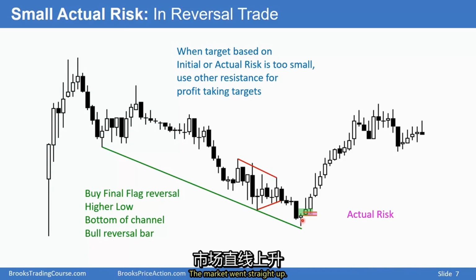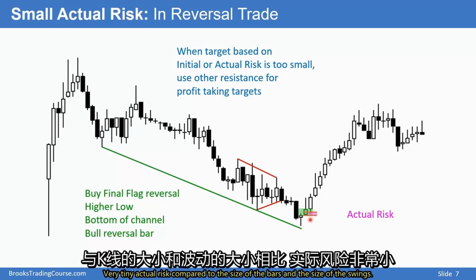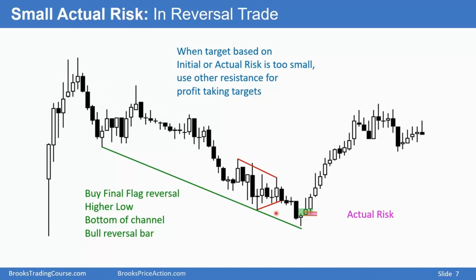If you bought above the high of this bar, you got filled here, the market went straight up, your actual risk was no more than to just below the low of that bar. Very tiny actual risk compared to the size of the bars and the size of the swings. Big swing up, big swing down.